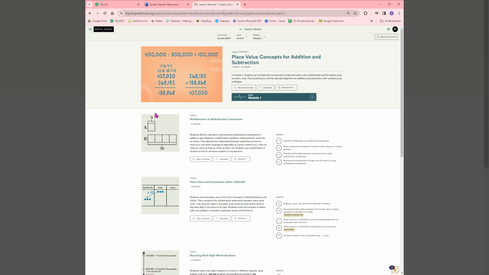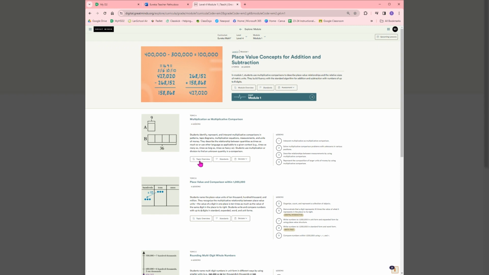Now, we did an overview of all the topics in the module overview, but now we want to look at this particular topic and what their students are going to be doing in that topic. We have the lessons listed here, and they are clickable. We're not going to click on them just yet. Instead, we're going to take a look at these buttons.